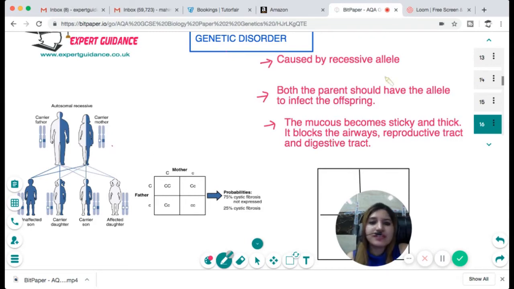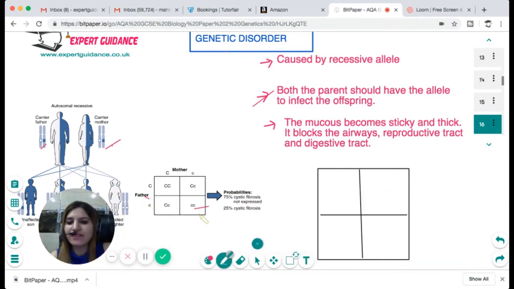On the other hand, cystic fibrosis is a recessive disorder. For a recessive disorder, both the parents should have an allele to affect the offspring. Here, both father and mother are carriers. They had one allele each, and that made 25%, that is a quarter of the offspring, have cystic fibrosis. If only one parent had the allele, the offspring would not have the disease. They could be a carrier, but they would not be a sufferer. Cystic fibrosis is a disease in which a sticky thick mucus is developed, and it blocks the airway, reproductive tract, and digestive tract.